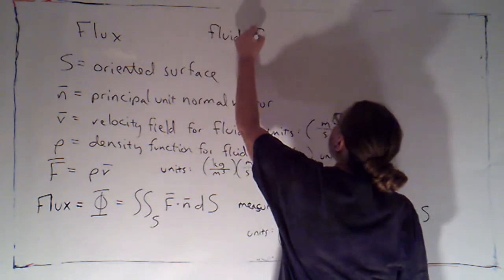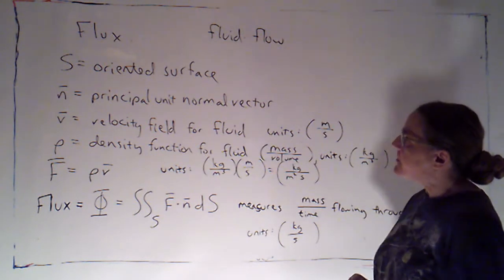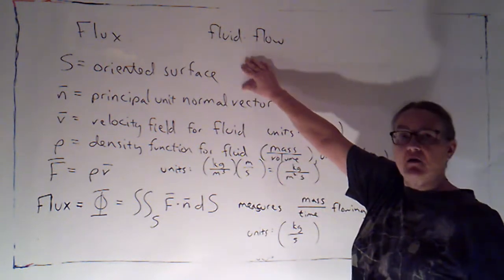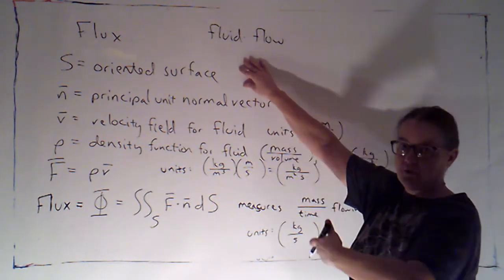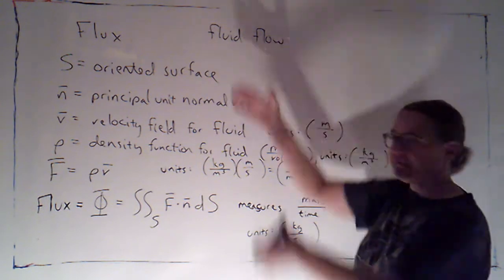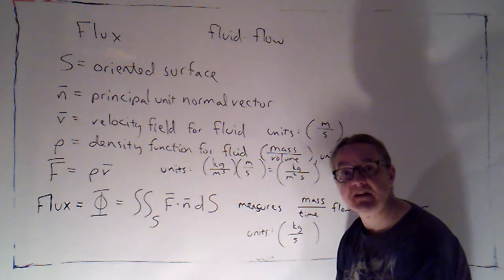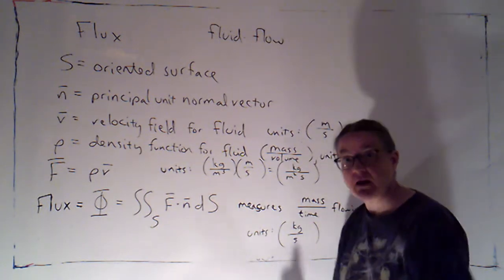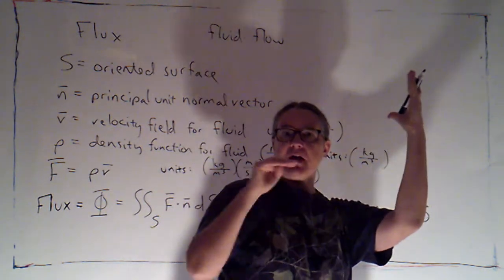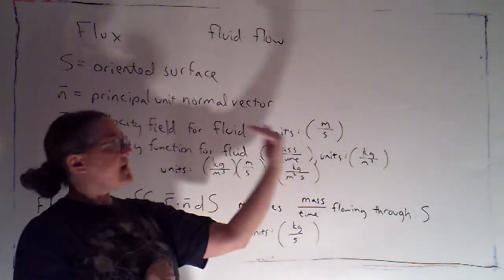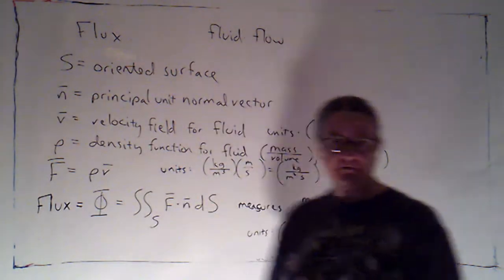So I've got some liquid and it's flowing. And so I'm going to have S, which is an oriented surface, and I'm going to suppose that that's a permeable surface. So if my fluid flow, let's say, is a river that's flowing, and I were to put my surface into that river, and it's permeable, so that if here's the surface, the water can flow through it, okay? Then I can sort of measure how fast the water is flowing through that surface.